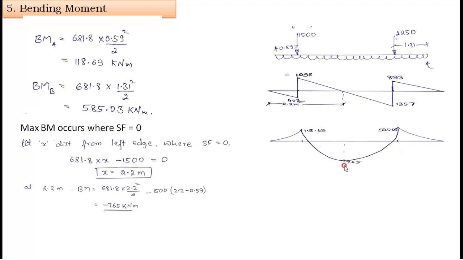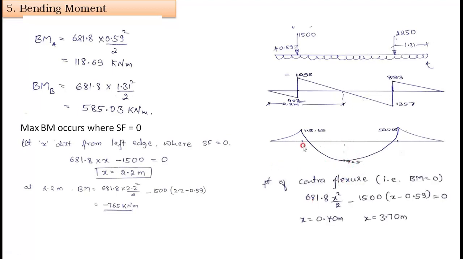But in terms of depth, I will give a uniform depth considering this moment. If I give a depth considering this moment, that depth provided will be the same throughout, that is uniform, meaning from one end to the other end. Therefore that depth will take care of this 118 because it is less than 765, and the same depth provided based on 765 will take care of 585 again because it is less than 765. Therefore I will calculate the depth using 765 kilonewton meter.